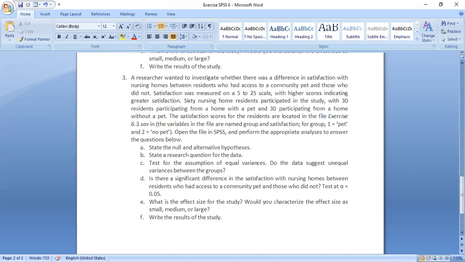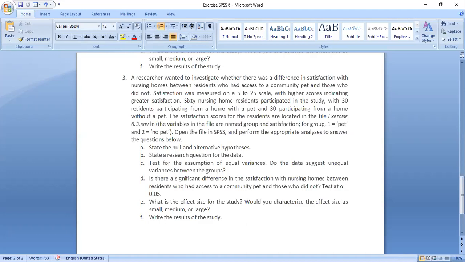We have 60 nursing home residents participating in the study, 30 having pets at home and 30 who didn't have any pet at home. The data is already given to us. The variables are named group and satisfaction. Group means you're having a pet or not: 1 means having a pet, 2 means no pet. Satisfaction is on a scale with values between 5 and 25, where higher values mean you are more satisfied.